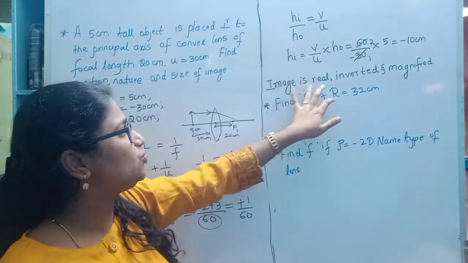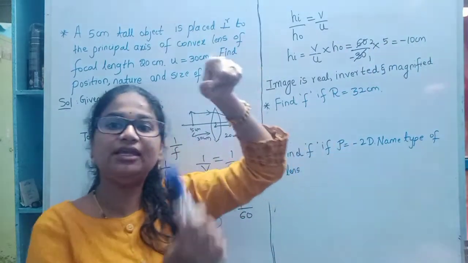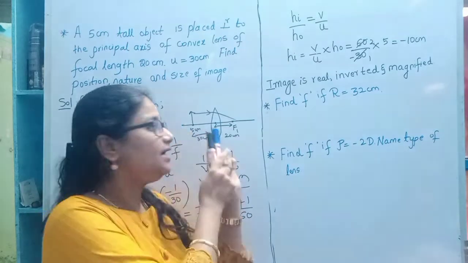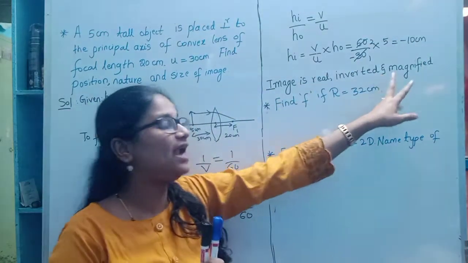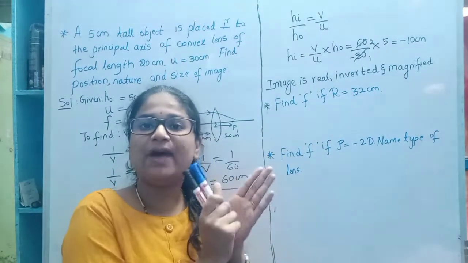After that, the image will be real. It is real. As it is minus, it will be inverted. It is real because it is a convex lens, right? Then it is inverted because we got minus 10 centimeter, and magnified. It is away from the lens and it is magnified.